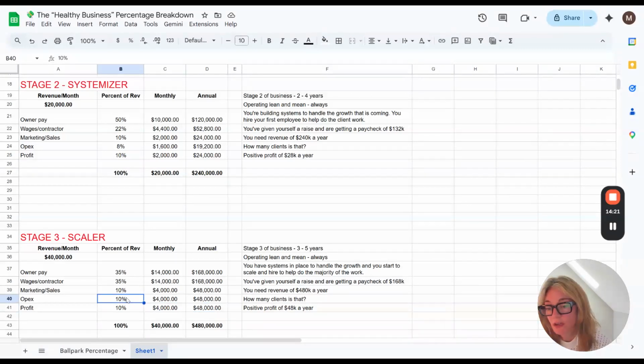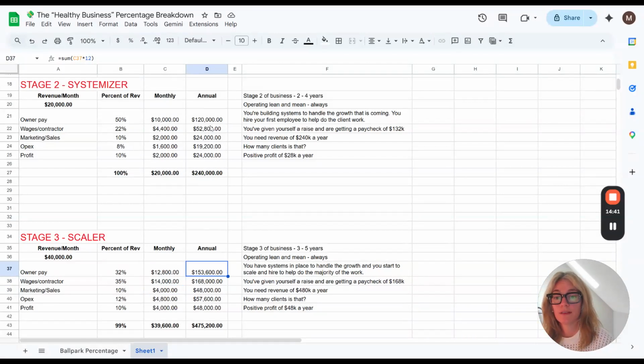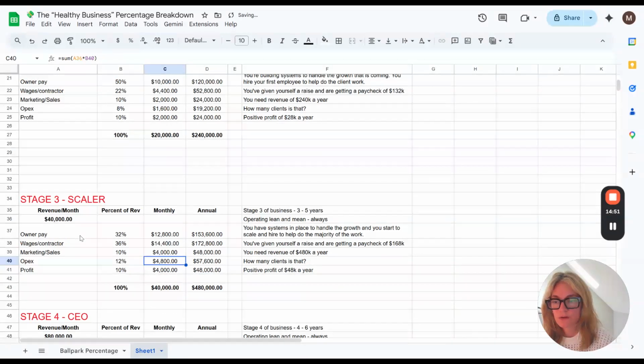Now, maybe you're thinking, okay, operating expenses are going to go up higher than that. Maybe those are going to go up to 12%. And then maybe you don't need $168,000 a year. That's a huge raise. Maybe you're cool with 32% of revenue, $153,000 a year. That's still like a $30,000 raise, a $33,000 raise. That's crazy. And then you can even pay your contractors a little more. So it's really fun to play with these numbers and really plan this out.